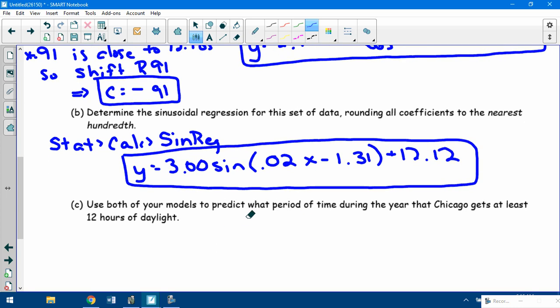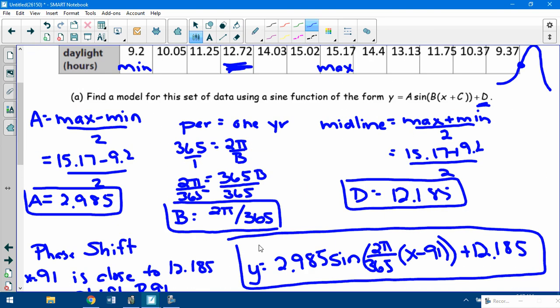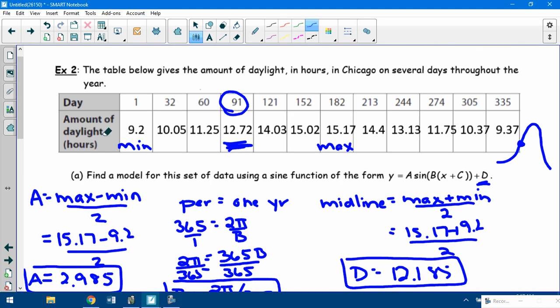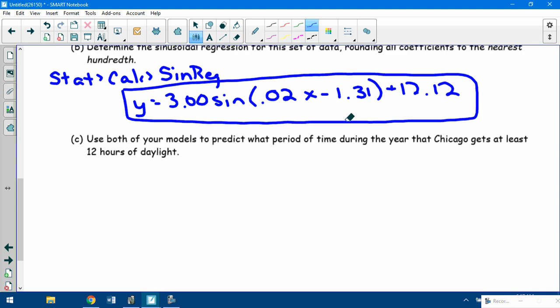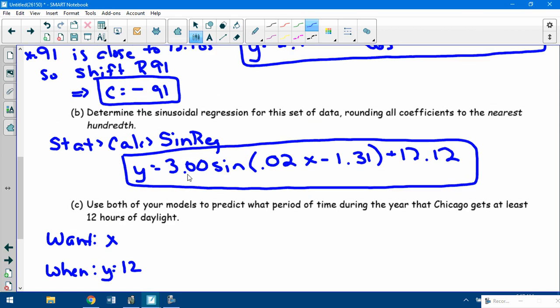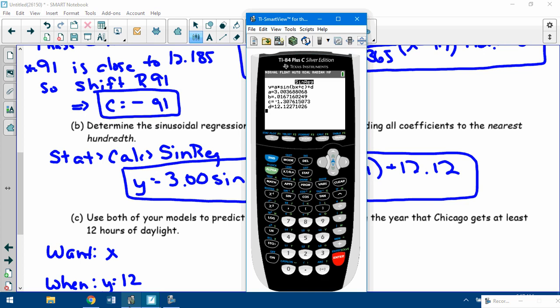Use both of your models to predict what period of time during the year Chicago gets at least 12 hours of daylight. So 12 hours of daylight, is that an X value or a Y value? That's a Y value. So we essentially want the X value, and we want it when the Y value is 12. So we got to solve this graphically.